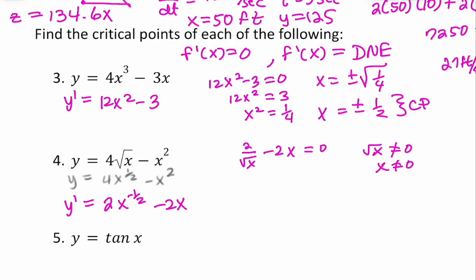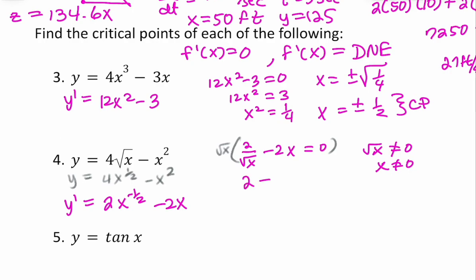Now let's actually practice solving this a little bit further. I would suggest multiplying through by the square root so you don't have a fraction anymore. Okay, so we get 2 minus 2. Now let's think about this. The x to the first is 2 halves, plus 1 half is 3 halves. So I'm going to write that as x to the 3 halves.